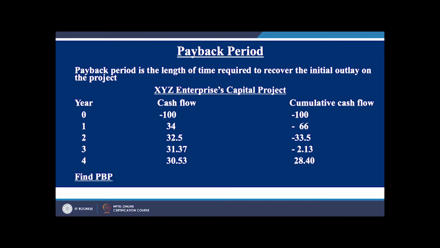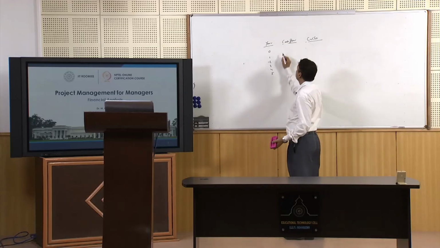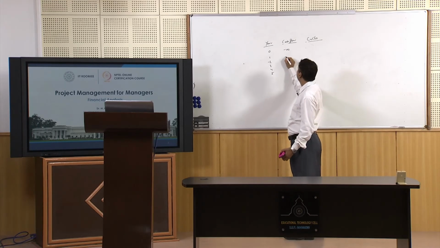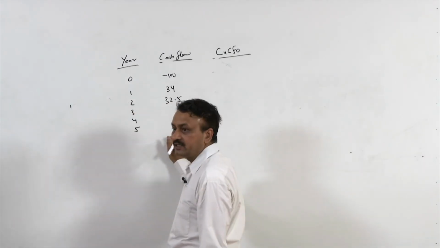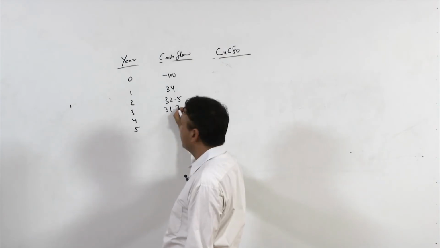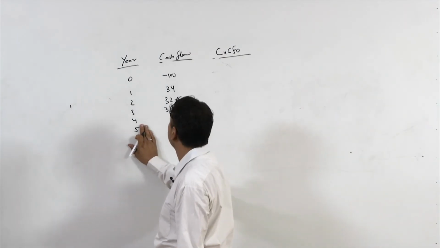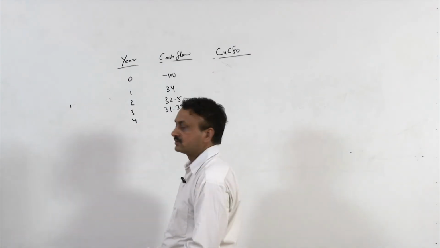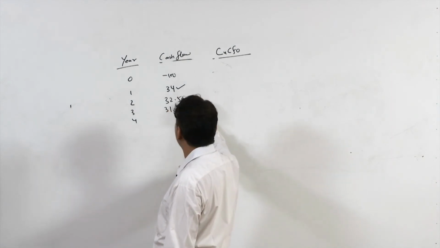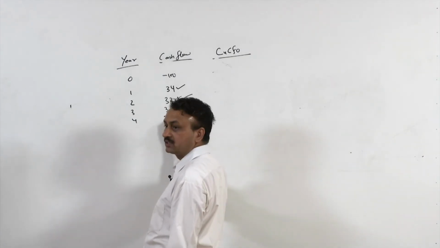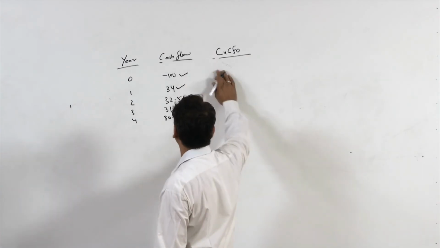How to do this question? This is again a simple one. You have got cash flows: minus 100, 34, 32.5, then 31.7, and fourth here it is 30.53, right? So you can now find out the cumulative cash flow.